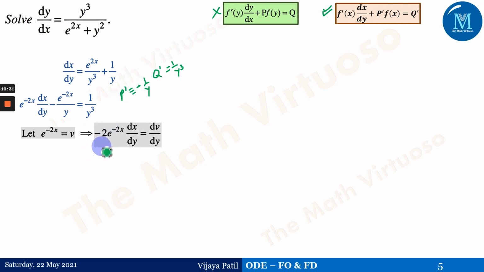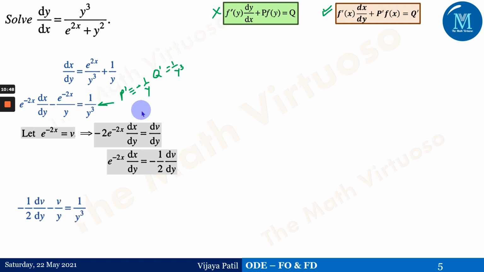And because of that, we will have minus 2 e to the power minus 2x dx upon dy, which is equal to dv upon dy. e to the power minus 2x dx upon dy is equal to minus 1 by 2 dv upon dy. Just an adjustment to make, to put these values in this particular equation. And therefore, just putting the values here, we'll get this format, which is again p and q.